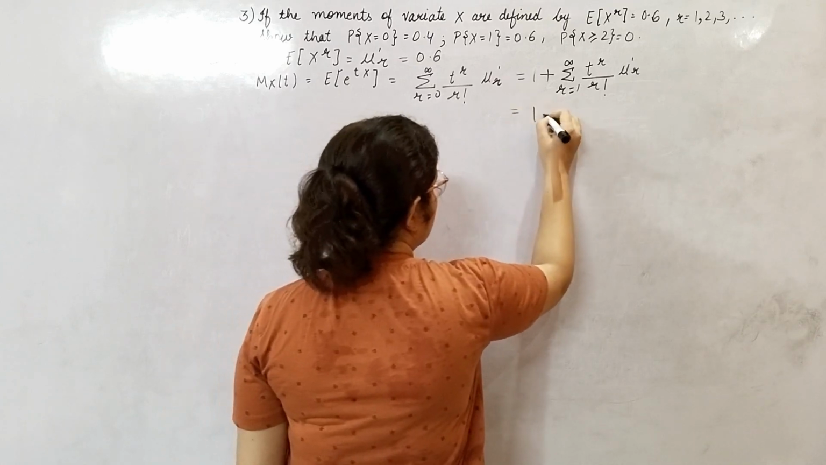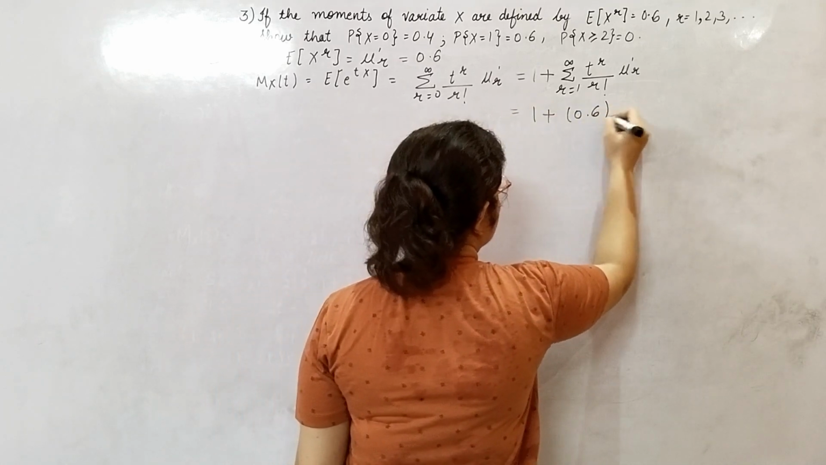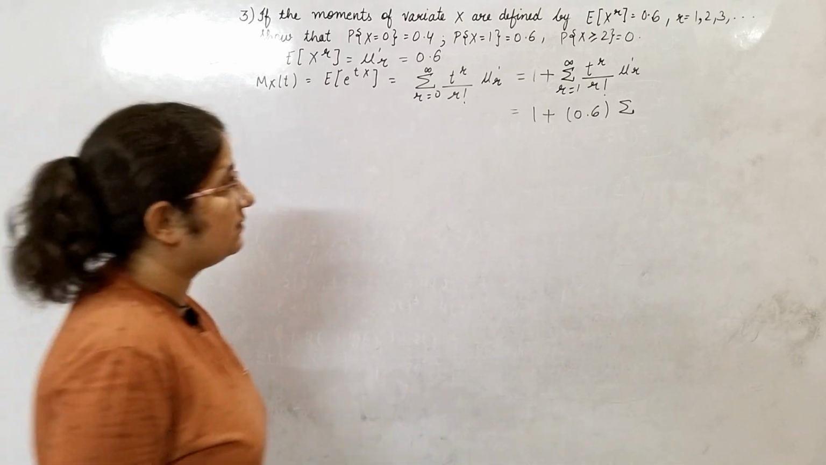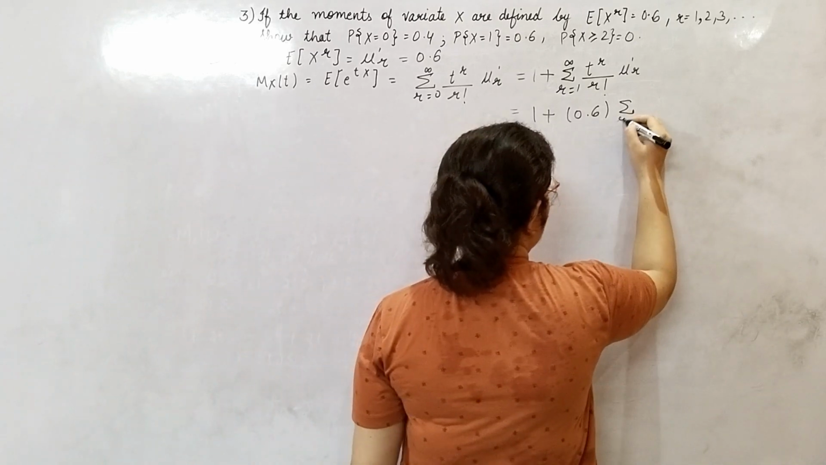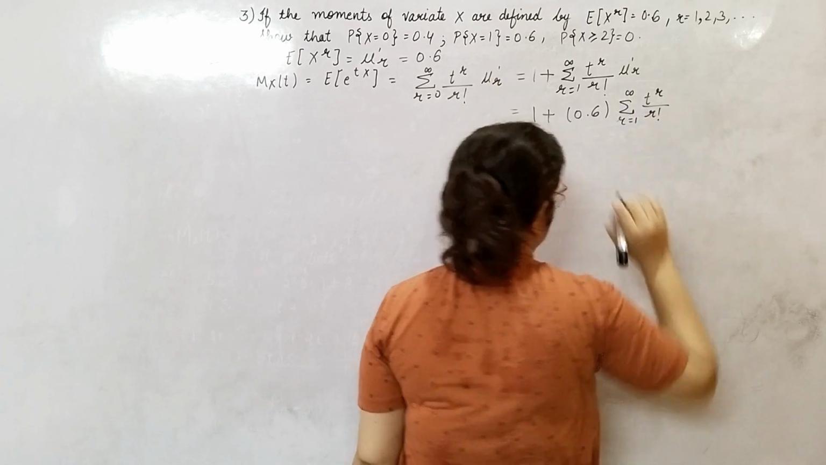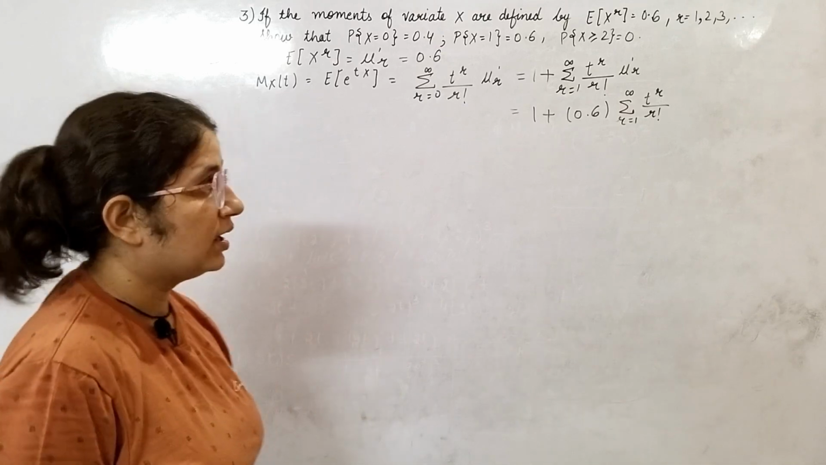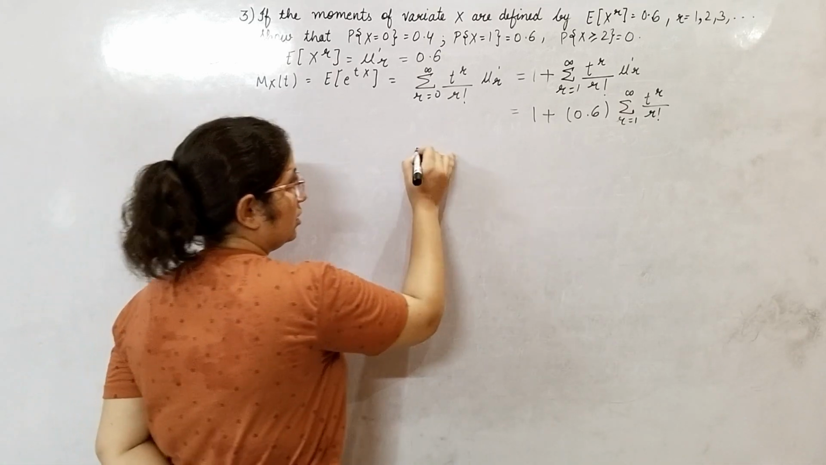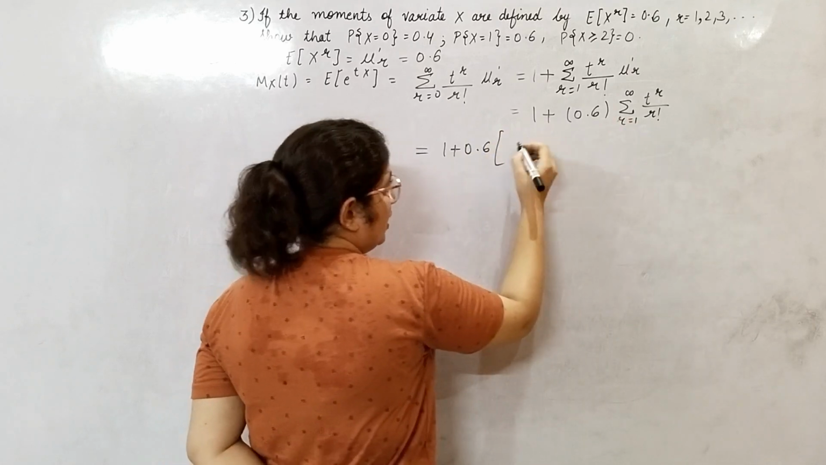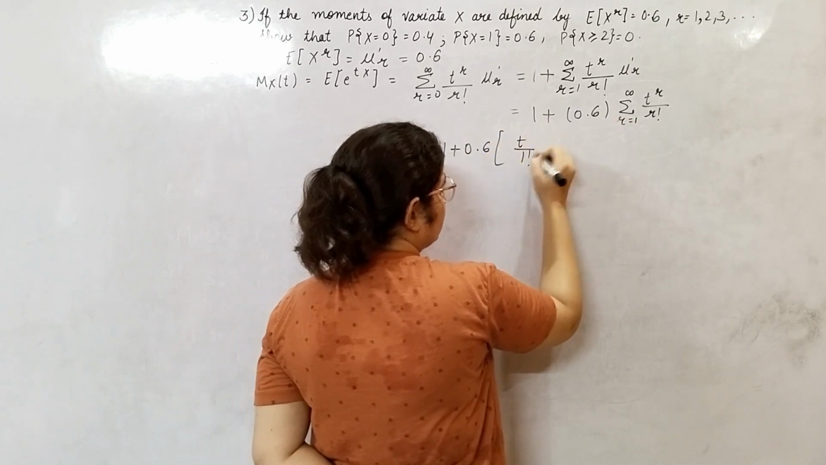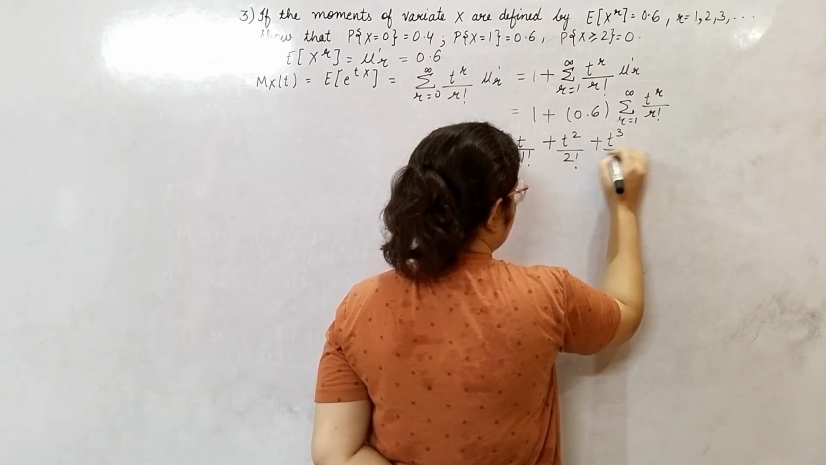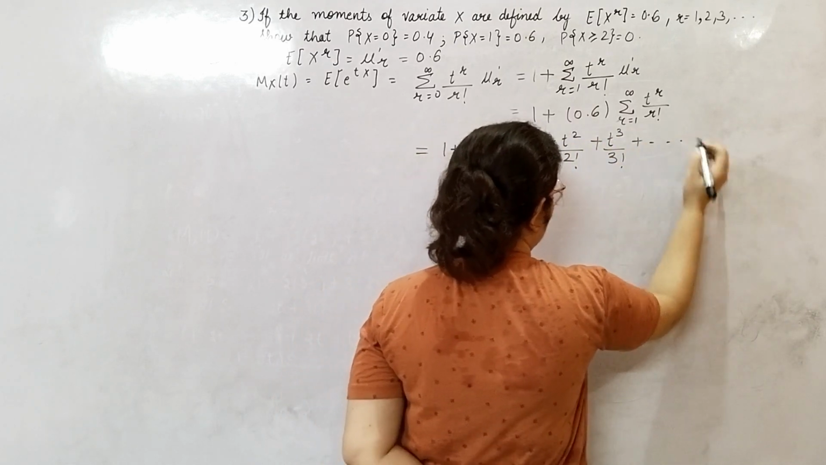Now I can put that value, 1 plus 0.6. The value of mu r dash, 0.6, is independent of the summation, so I will take it out. Then summation r from 1 to infinity t to the power r upon r factorial. All right, now open the formula. 1 plus 0.6, open this: t by 1 factorial, t square by 2 factorial, t cube by 3 factorial and so on.